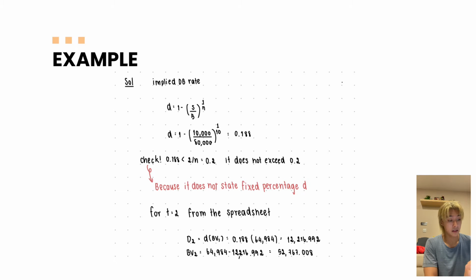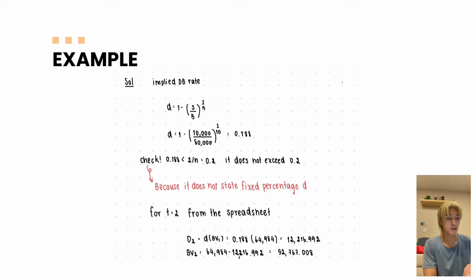0.188 is less than 2 over n equal to 0.2, so it does not exceed 0.2. We have to check because it does not state a fixed percentage D.